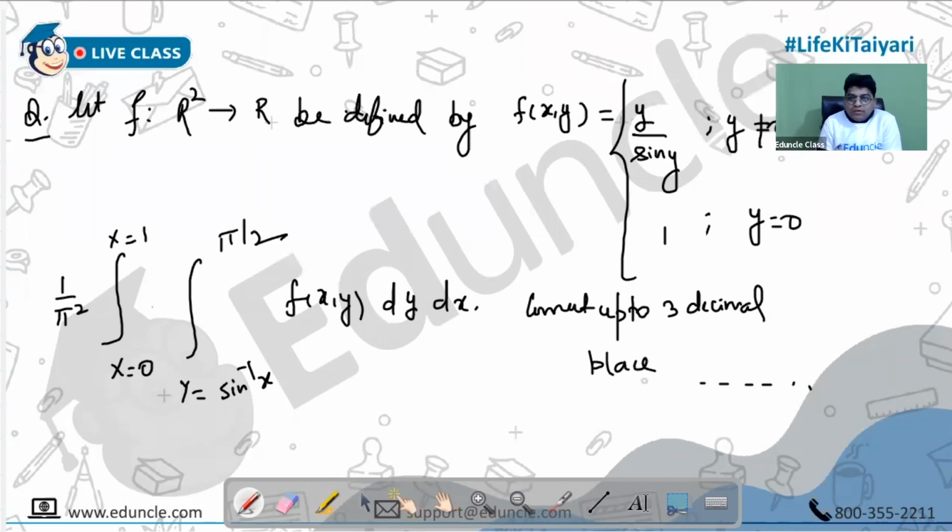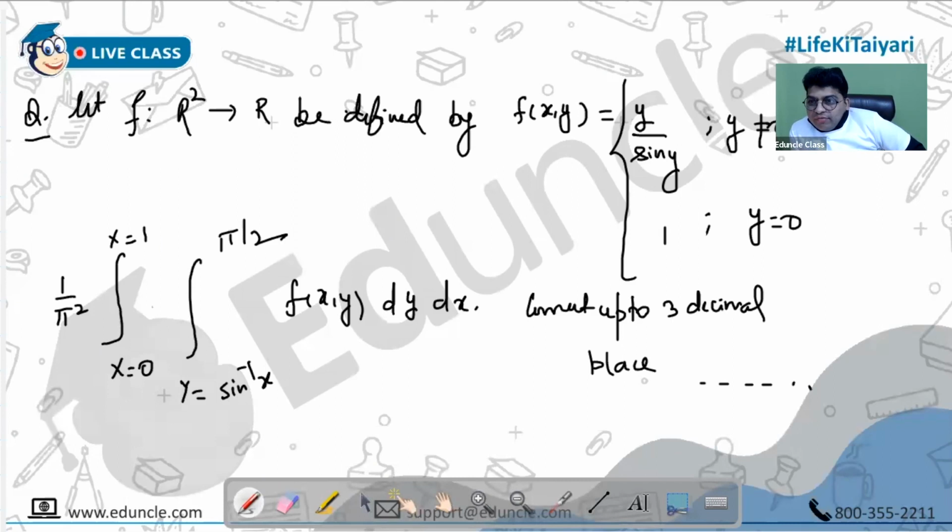Yes, just solve it. What is this problem? y upon sin y when y is not equal to 0. So this is the function which is given. You can find out the answer. Can you integrate y upon sin y? So y is equal to sin inverse x. If you take x equal to 0, sin inverse 0 is 0. So 0 is the boundary point. In a boundary point there is no problem. Okay, y is equal to 1.